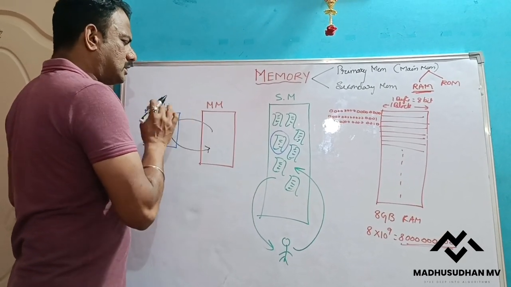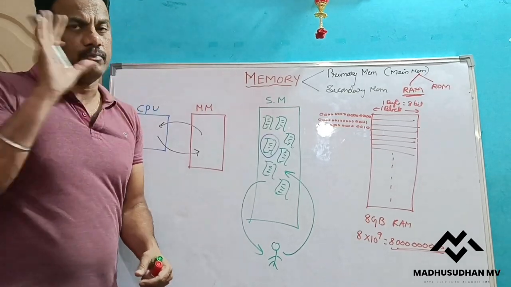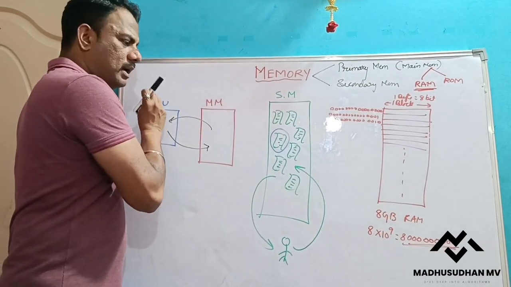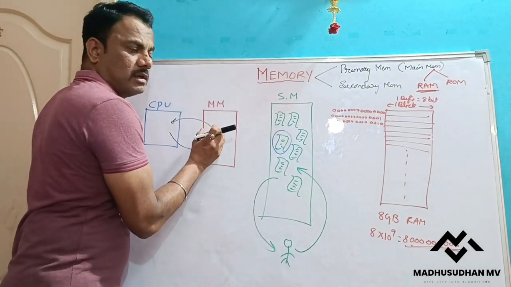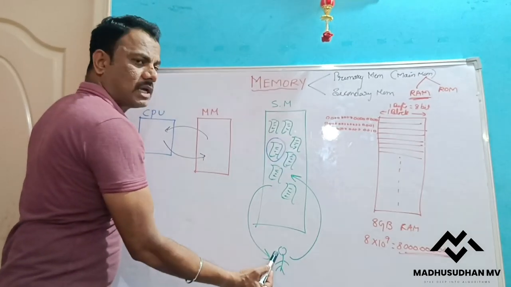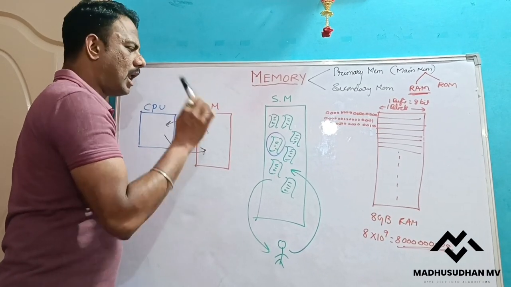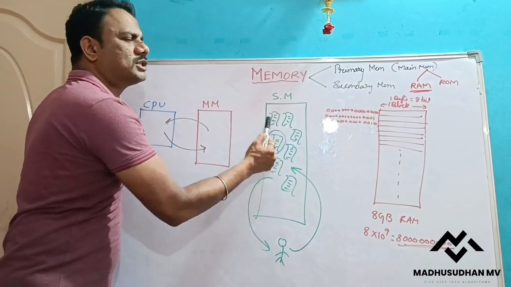That means the CPU can access. Access means taking and giving, both. Okay, the CPU can access only main memory. The CPU cannot access what? Secondary memory. Similarly, the user cannot access main memory. The user can access only what? Secondary memory. Now, I want to execute this file.